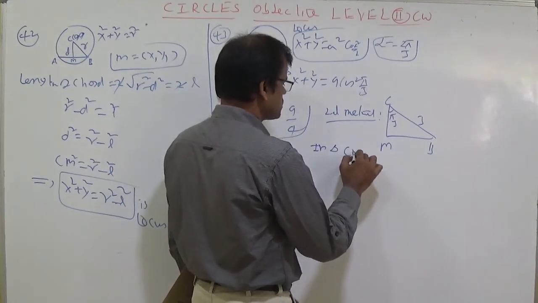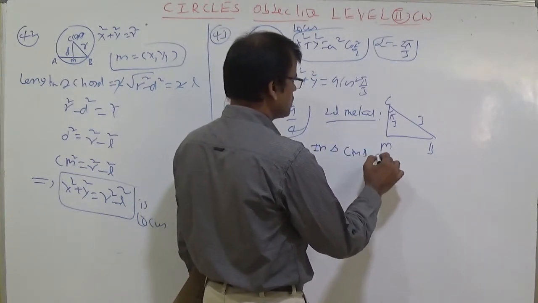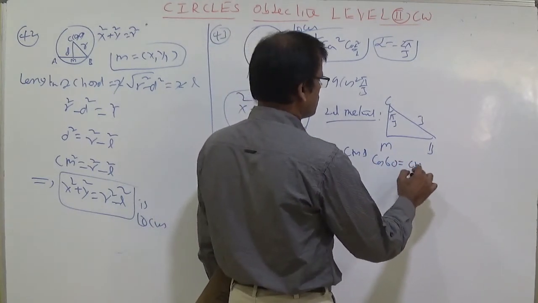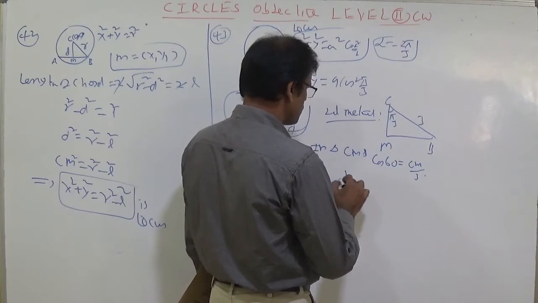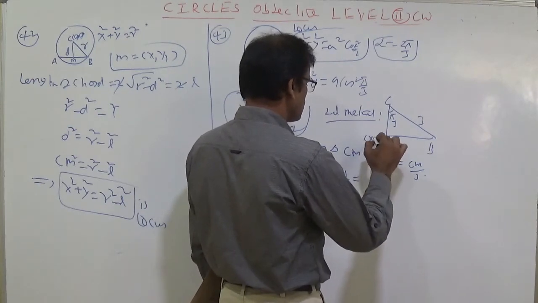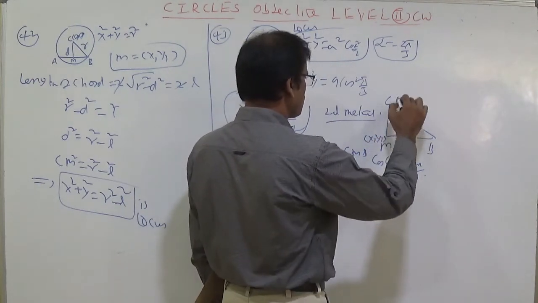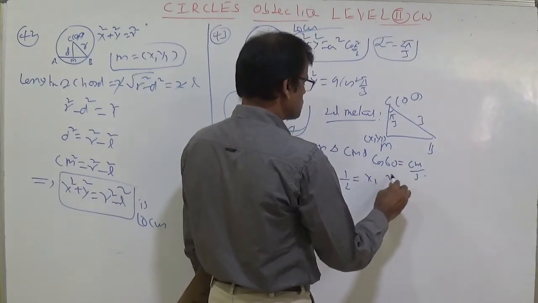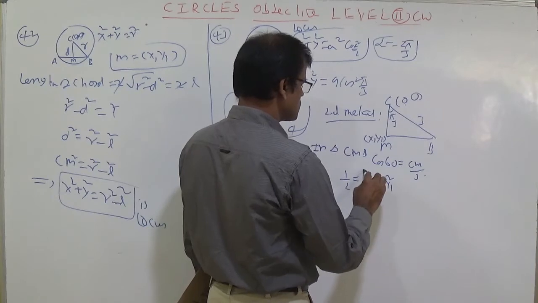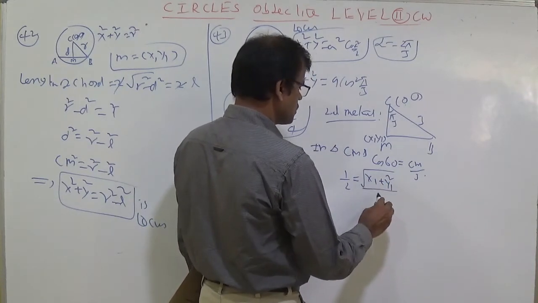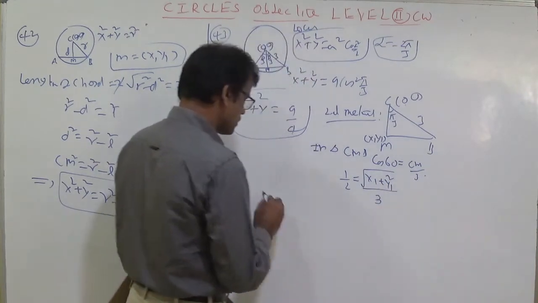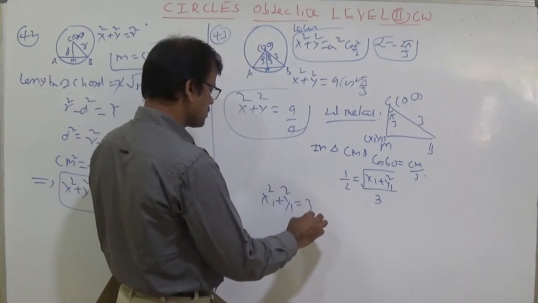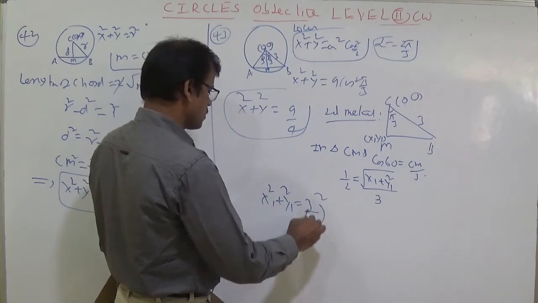in triangle CMB, cos 60° = CM/3, and cos 60° is 1/2. What is M here? The locus point is (x1, y1) and the center is (0, 0), so the distance between (x1, y1) and the origin is √(x1² + y1²). So x1² + y1² = (3/2)². That's all.